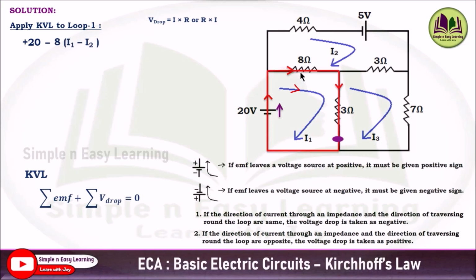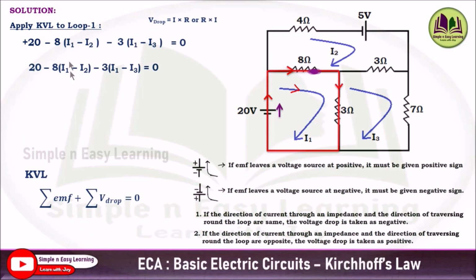So minus 8 into the current flowing through this 8 ohm resistor. I1 is flowing here and I2 is opposing. So I1 is the main current and I2 is the opposing current, and we need to write I1 minus I2. Here also the direction of current flowing through the 3 ohm resistor and the direction of traversing round the loop are the same, so we put a minus sign, and 3 into I1 minus I3, since I1 is the main current and the opposing current here is I3. This will be equal to 0. This is how you need to write the KVL equation for loop 1.